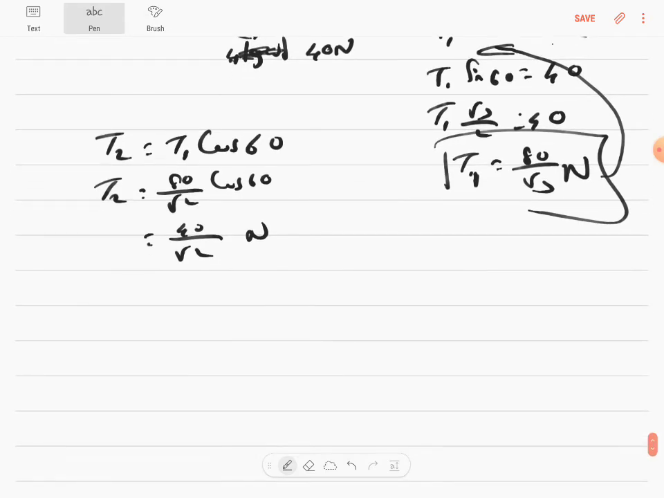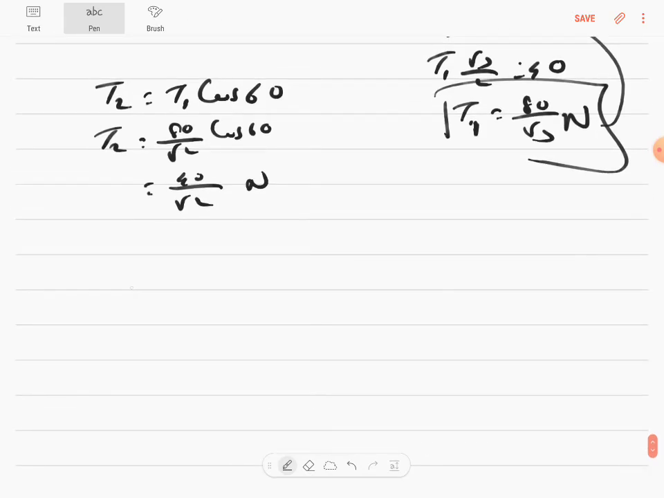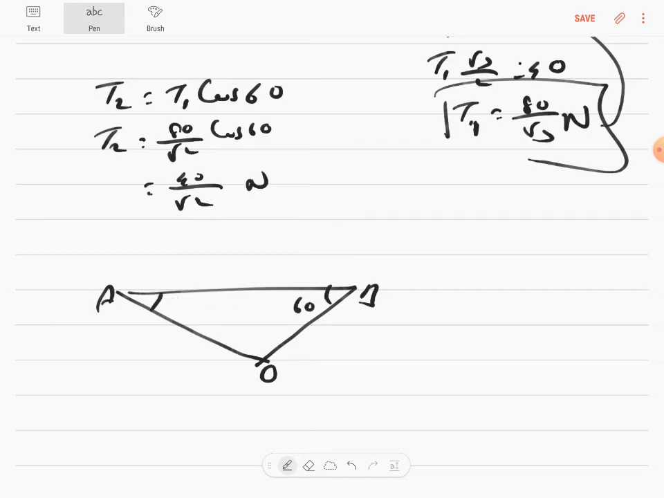I'm going to do it my way. A ball of mass 1 kg hangs in equilibrium from a roof. There is one thread here, OB. There is another thread here, OA, and they are making angles of 60 degrees and 30 degrees. So OB and OA, what are the tensions in OA? So it's hanging like this.